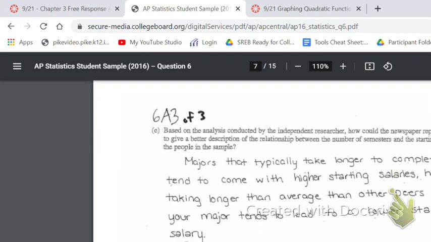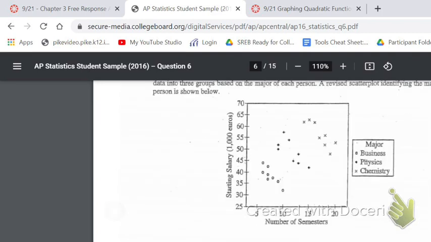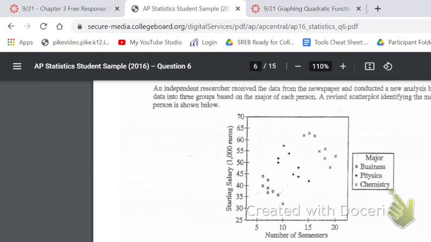And last, majors that typically take longer to complete tend to come with higher starting salaries. However, taking longer than average compared to other peers in your major tends to lead to a lower starting salary. What do you think? This one is correct. If you look at that graph, business majors, overall, it doesn't take as long to finish that program. The longer it takes someone to finish, the lower the starting salary.